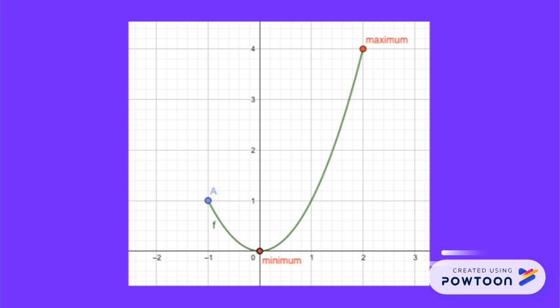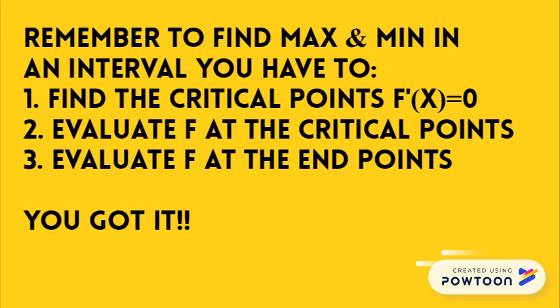So we have 3 points. x equals 0 is our minimum, x equals -1 is point A, which is nothing, and x equals 2, y equals 4, that's the maximum. We found the minimum at x equals 0 and the maximum at x equals 2. What's the general rule? Next slide will tell you.